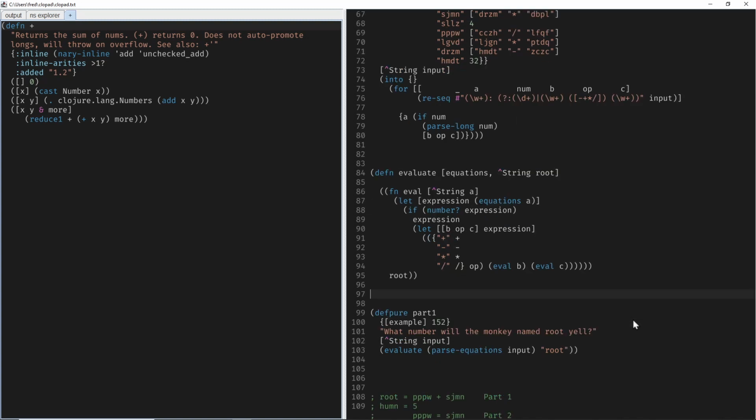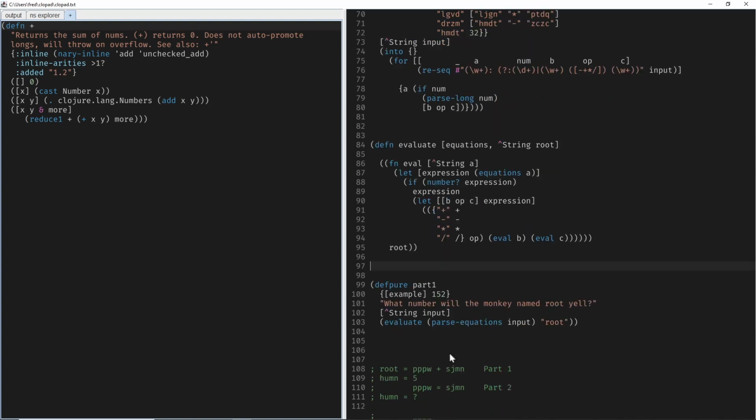Now for part 2, the definition changes. So for part 1, the root was an addition and human had the value 5. And for part 2, this plus changes to an equal sign. So we want this to be true. And the question is, what's the value of human to make this equation true? And we could simply brute force it, but that would take much too long. I tried it up to 1,000,000 and that already took minutes.